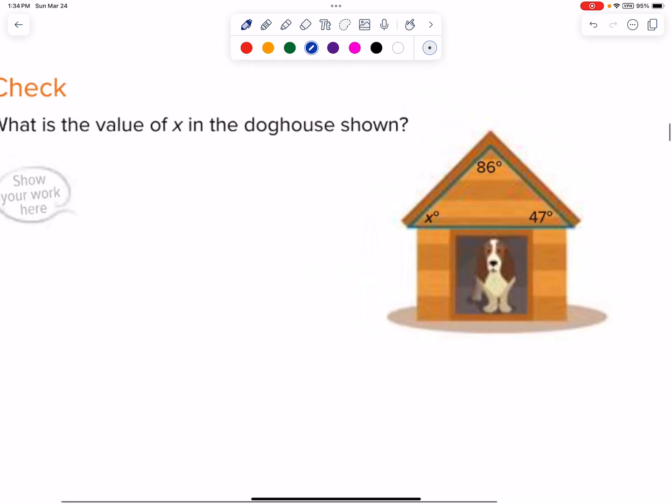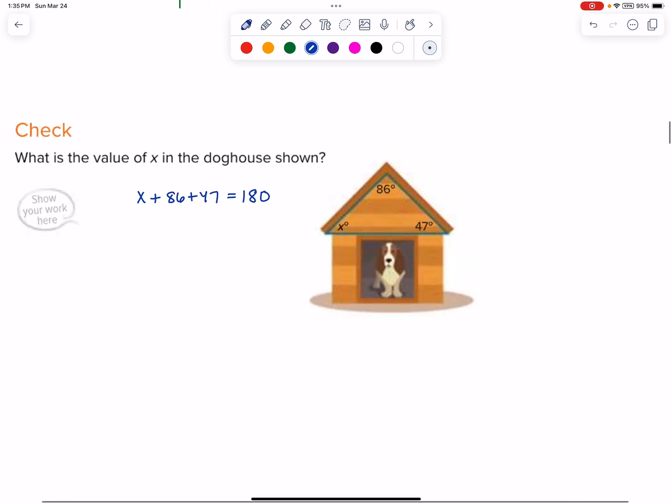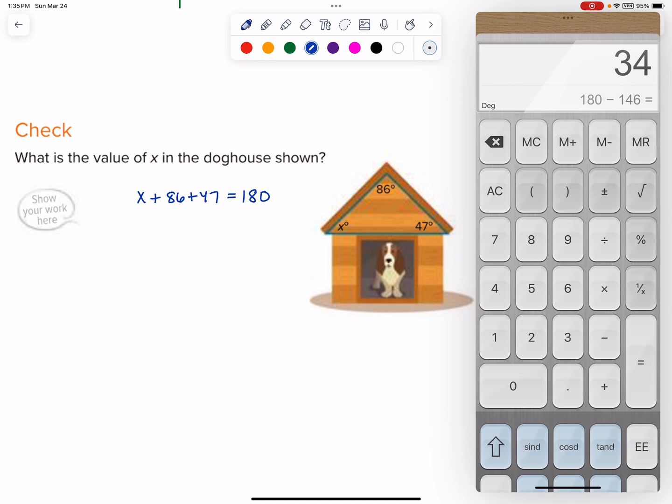Okay? All right, x plus 86 plus 47 all equals 180 degrees, okay? That's the triangle sum theorem. So let's go ahead and solve for x. Obviously you're doing 180 minus the sum of those two, but let's go ahead and show it.